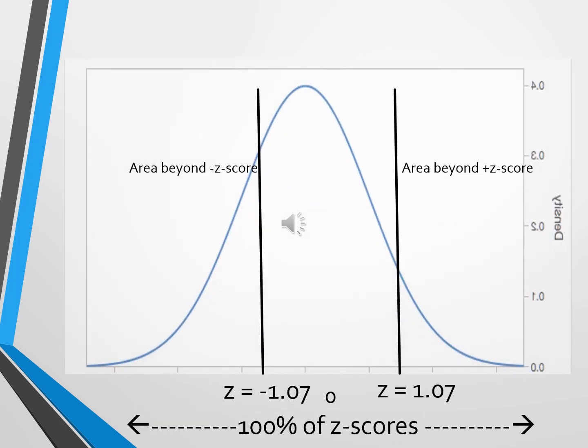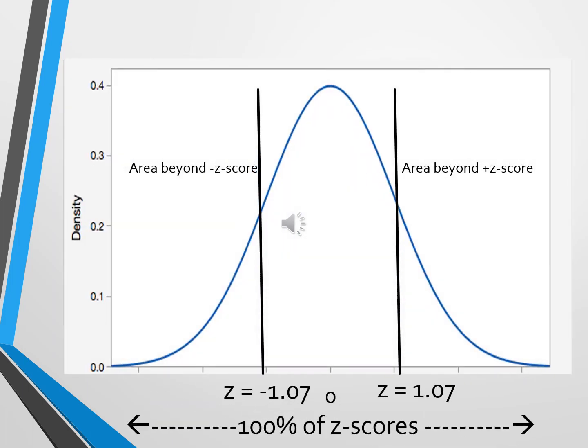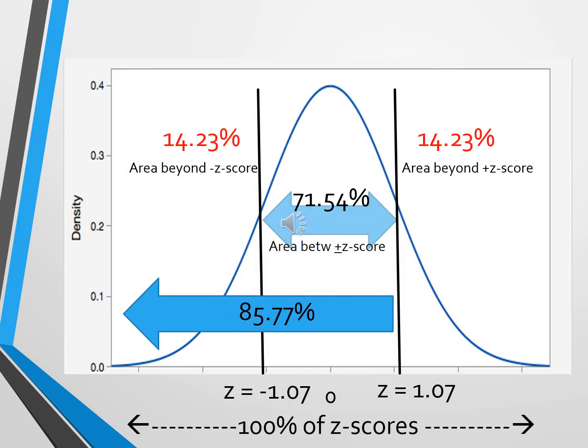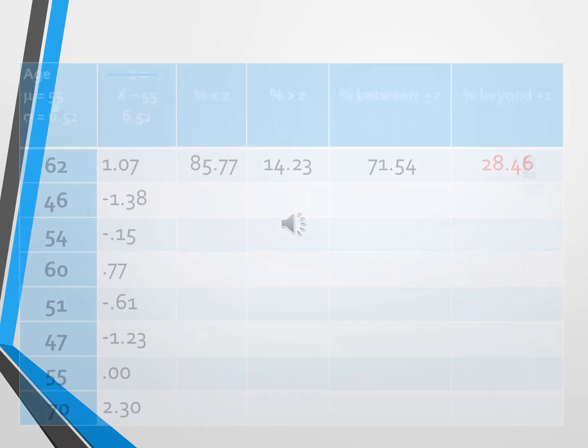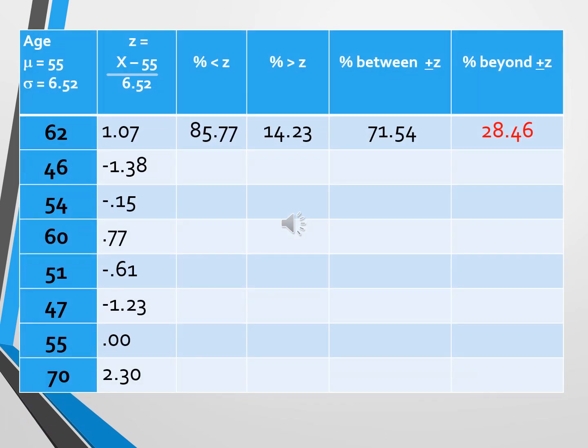To find the percentage of scores beyond two Z-scores, plus and minus 1.07 for this problem, we just add the two tails. 14.23 plus 14.23 equals 28.46. And we put that into the table.